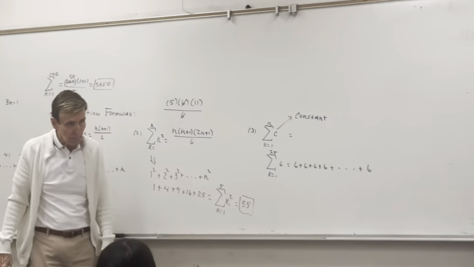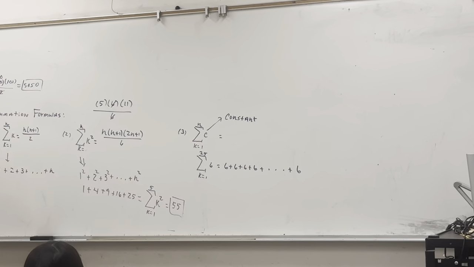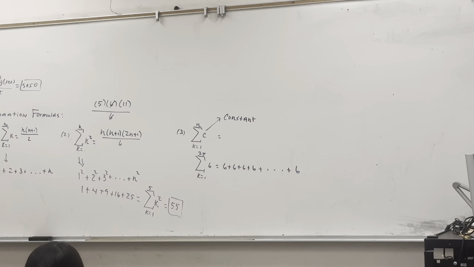And they have 25 terms. Yes, that's what it means. You're adding a constant each time. This one's not too bad. I think you guys can tell me what that grand sum is. What is 6 plus 6 plus 6, 25 times?